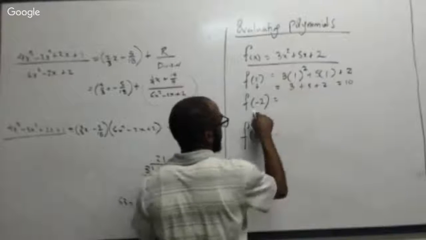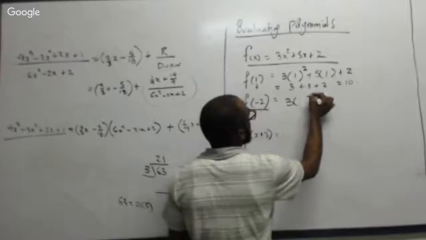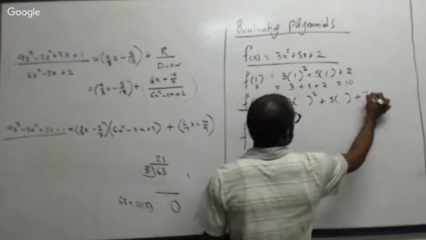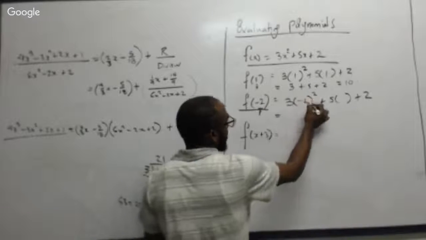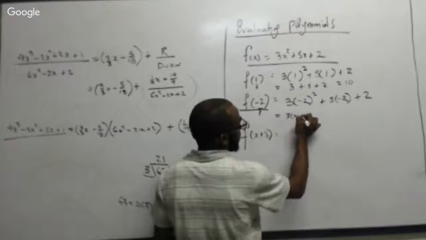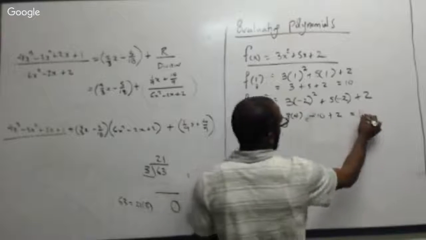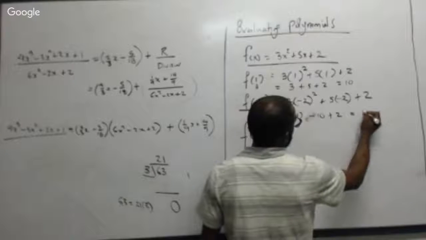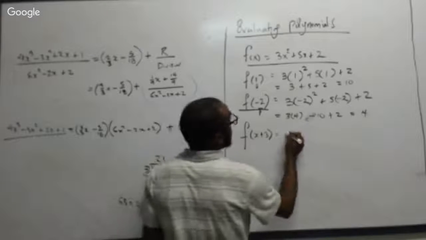For this one, it's the same thing. It's always f of x, so anywhere I say x, I need to leave a bracket. Plus 5 times a bracket plus 2. What do I plug inside the bracket? Now x is equal to minus 2, and you see minus 2 is contained in the bracket. So it's 3 times positive 4, minus 10, plus 2. That would be 12. 12 minus 10 plus 2, which is 4.